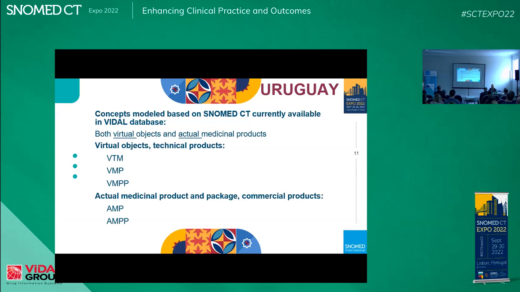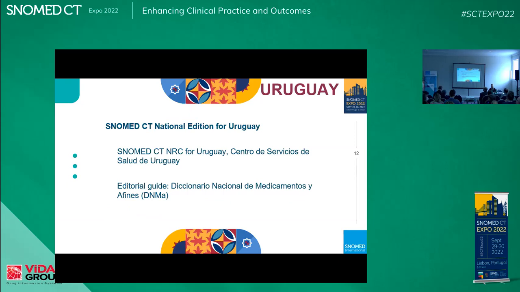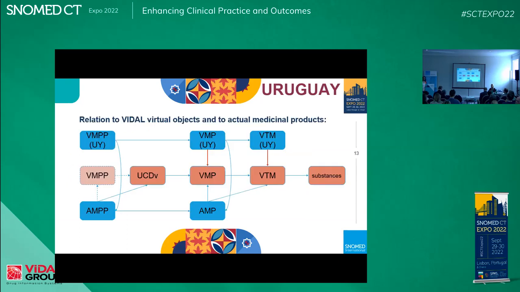So for Uruguay, on the other side, apart from virtual objects as in Spain, we have actual medicinal products, which are the AMP and the AMPP, and they have an ID belonging to each of them. These concepts are published by the NRC for Uruguay, and they follow this editorial guide, the Diccionario Nacional de Medicamentos y Afines.